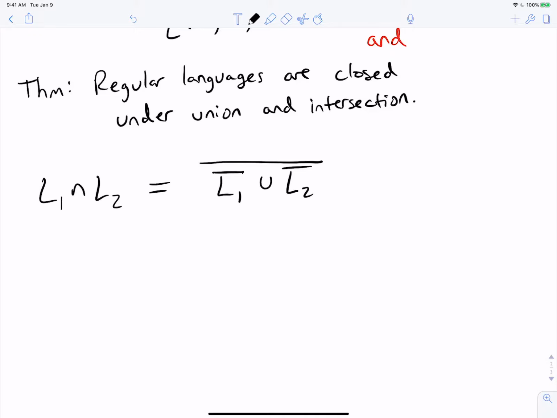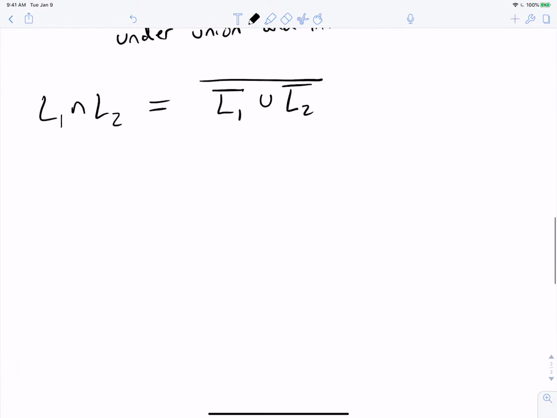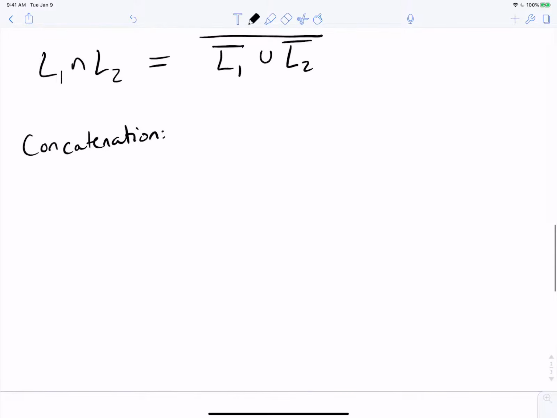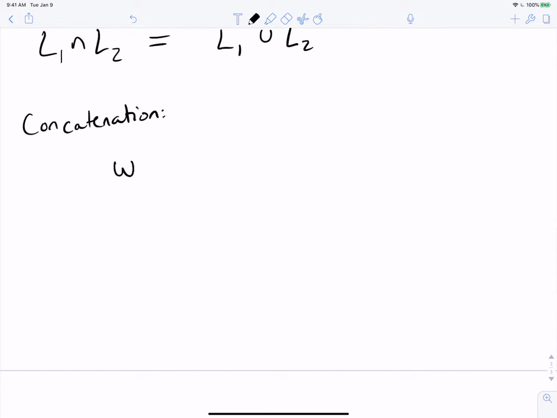Any other questions about that? Cool. Let's try concatenation, which is the next one on the list. So let's look at a particular string.